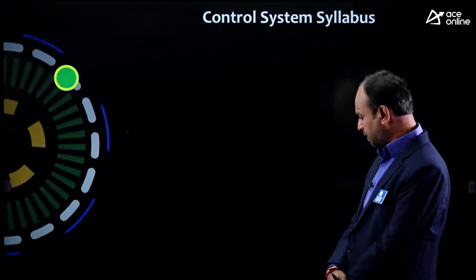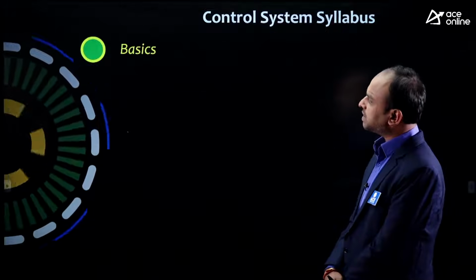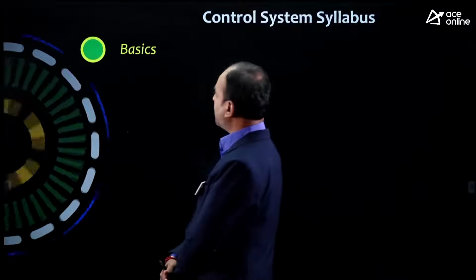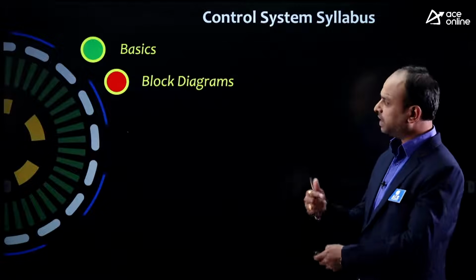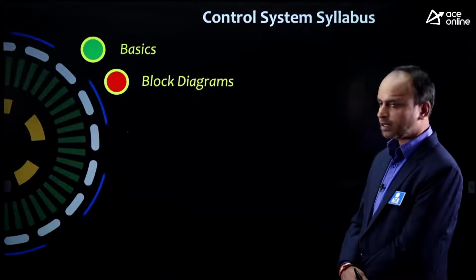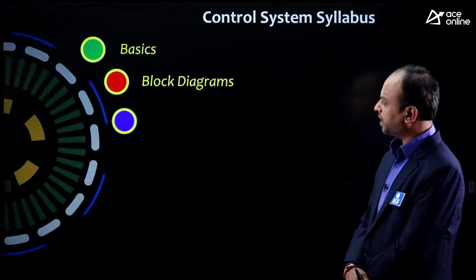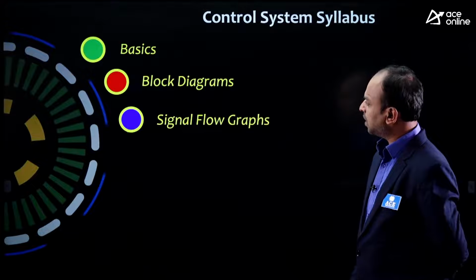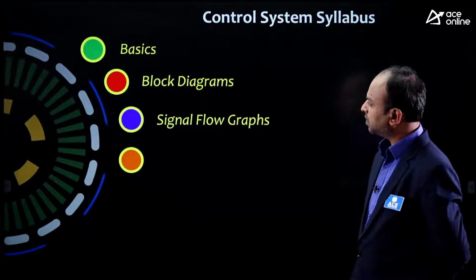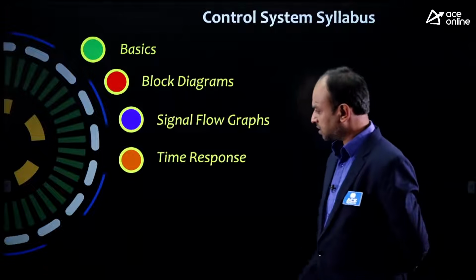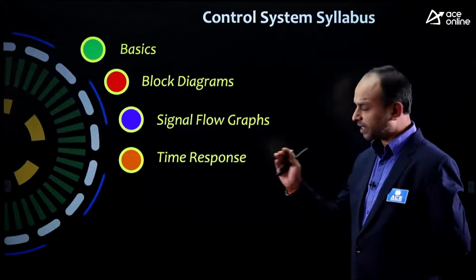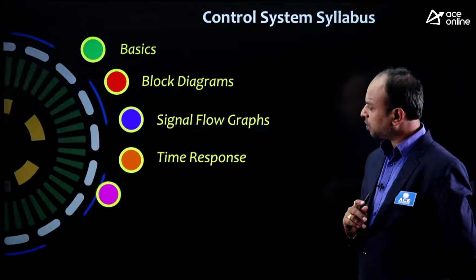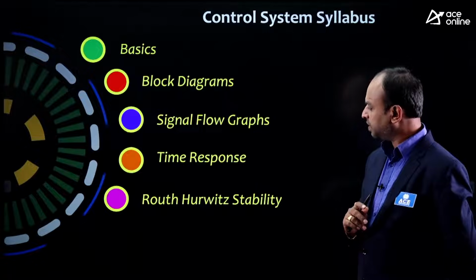Now, once again, what are the topics mentioned in the GENCO syllabus? First I am going to discuss the syllabus, and later we will discuss each in detail. Basics of control systems. Block diagrams and also signal flow graph. Then time response analysis, from which there is compulsorily one question. And one more chapter is Routh-Hurwitz stability.